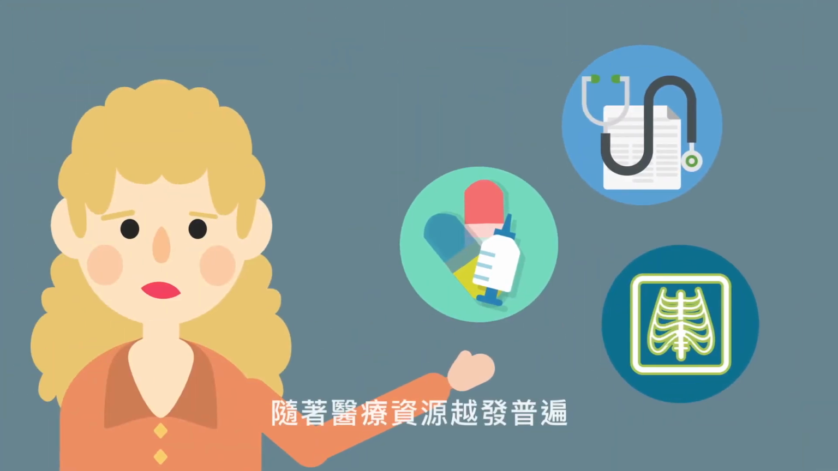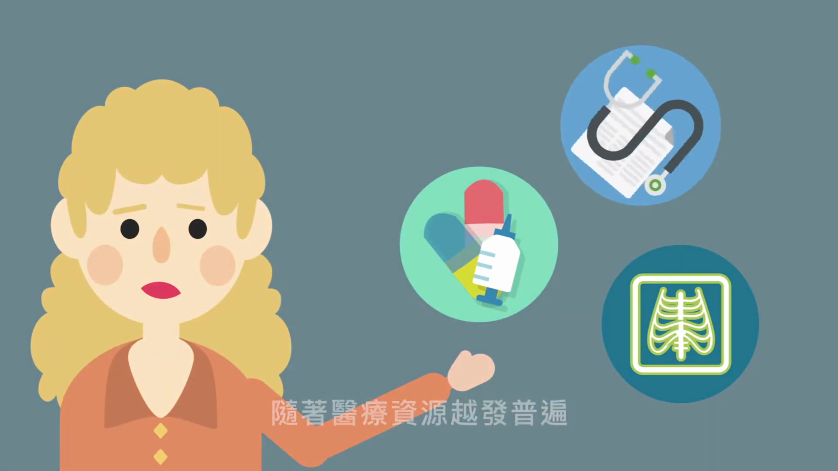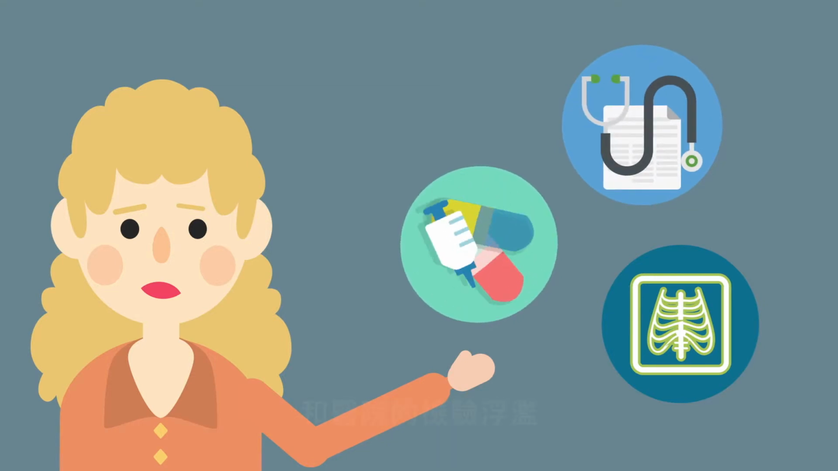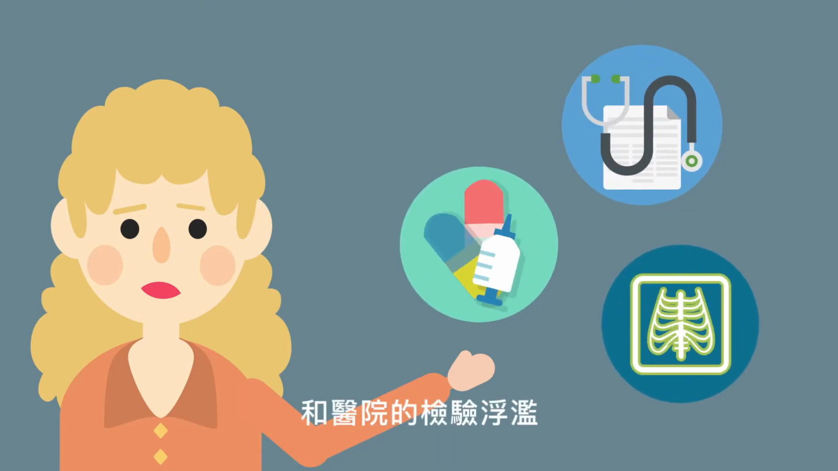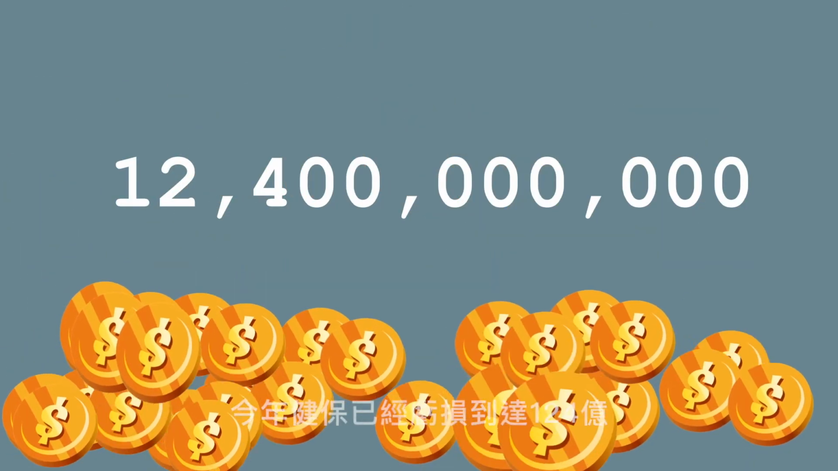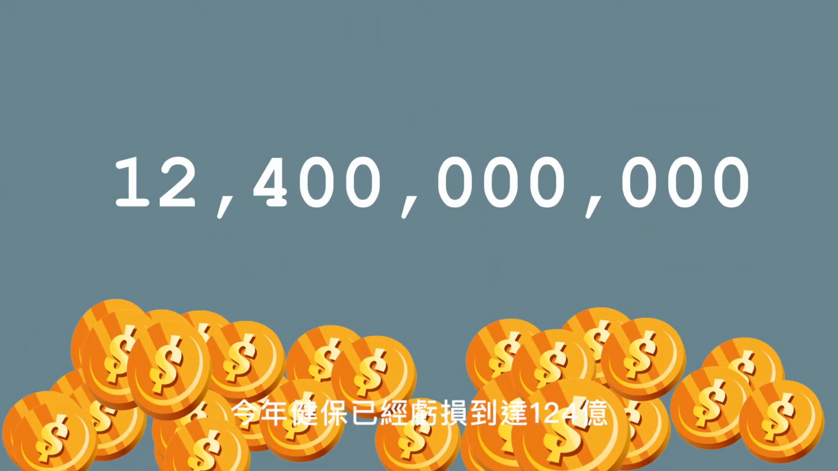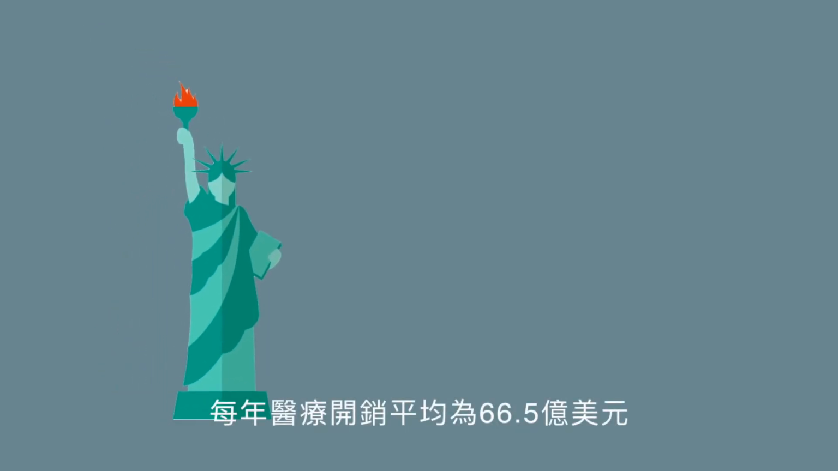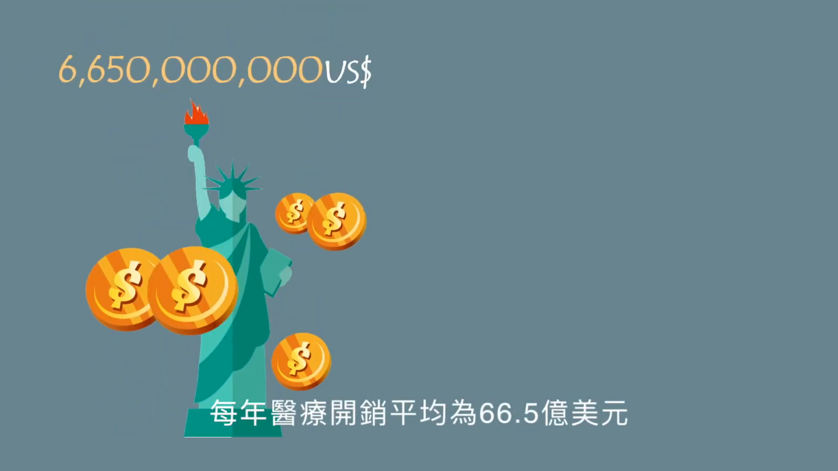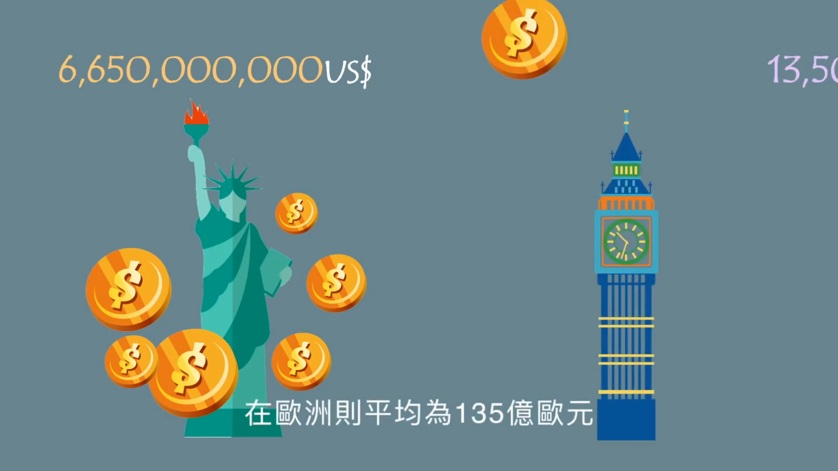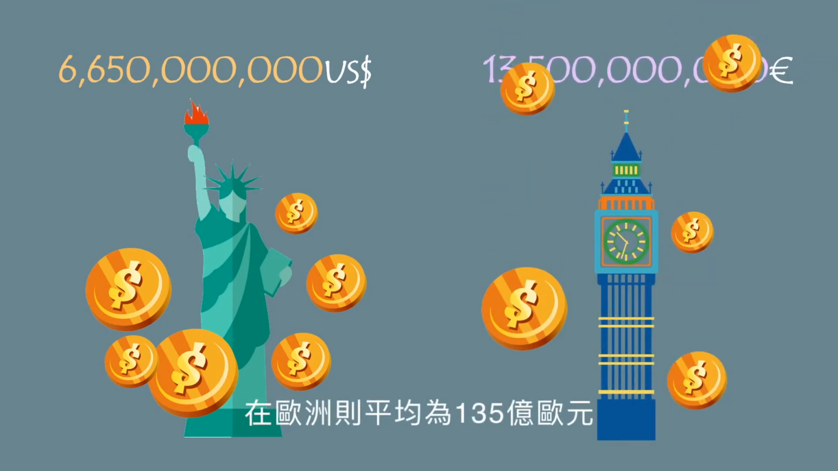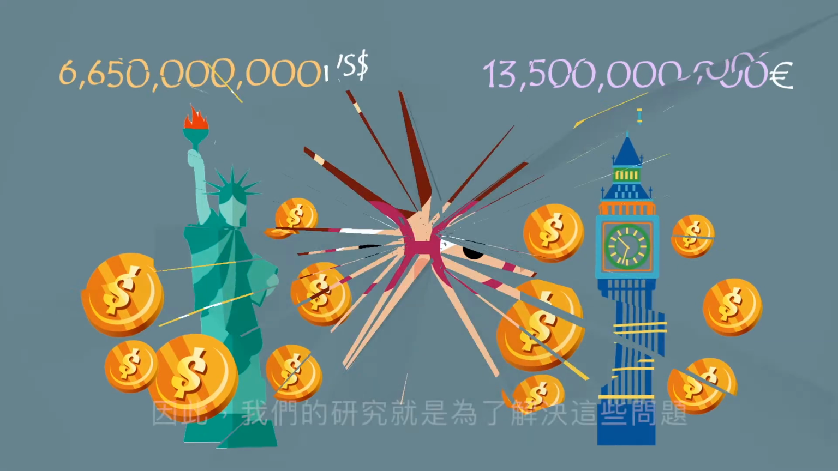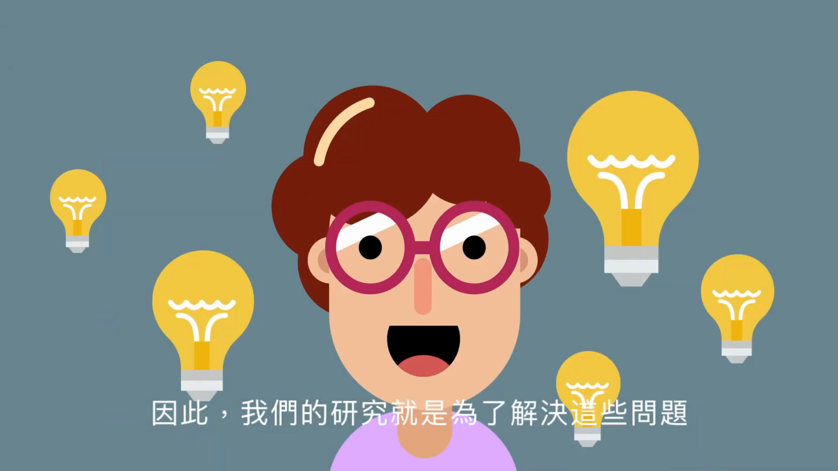On the other hand, as the medical resources are everywhere, we can obtain medicine or detect diseases easily due to the shared payment. According to the latest statistics, the National Health Insurance lost up to 12.4 billion NTD, and in the United States, the annual expenditure is about 6.6 billion USD, and in Europe, it is approximately 13.5 billion euro. So we are doing this research to solve this problem.